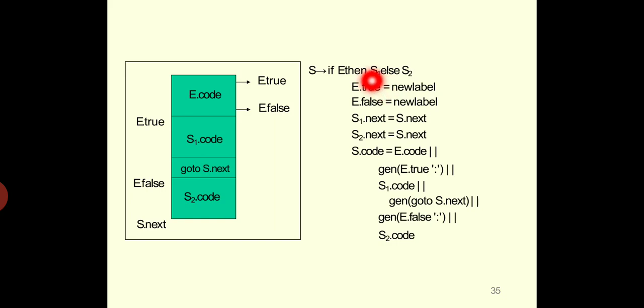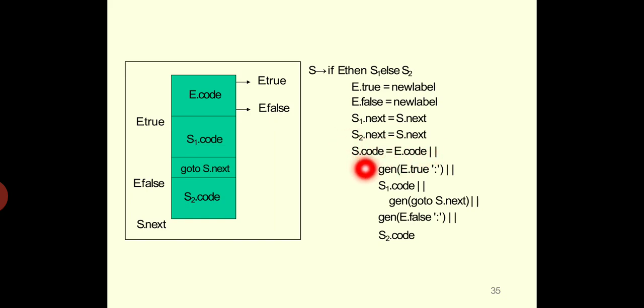Then after S1, it should go to the statement after S, so go to S dot next. After S2 also it should go to S dot next. That is shown here. E dot true is equal to new label, E dot false is equal to new label, S1 dot next is equal to S dot next, S2 dot next equal to S dot next.